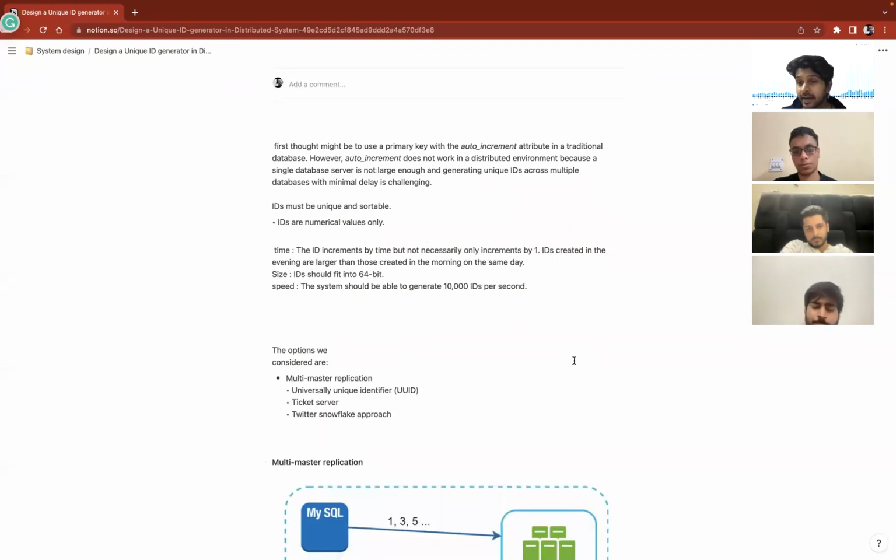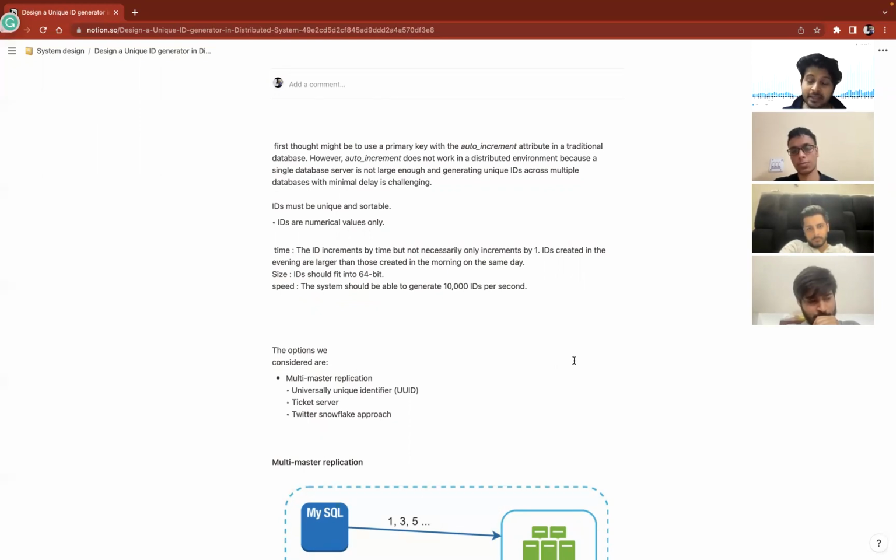There has to be a limit. It's not like you can just go merry-go-round and create unique IDs in the name of creating unique IDs. You take a good amount of space, so there has to be a limit. For our discussion, let's say it has to fit in 64 bits.